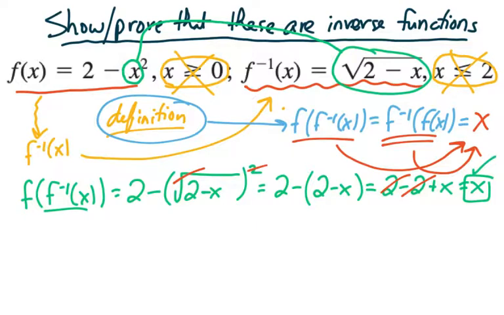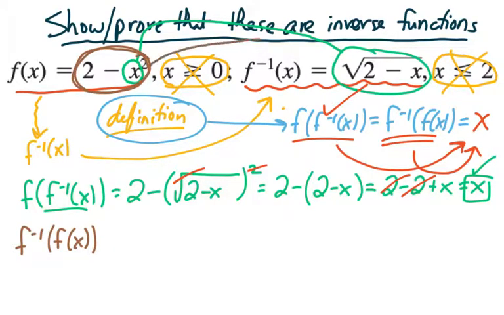But we're not done. First one, check. Second one still needs to be done. So let's do the other direction where we have to plug the original back into the inverse. This is f inverse of f of x. Okay, this is the correct way to show that. All right, now I'm going to plug my original function into the inverse. And it's going to go in right where the x is right there, buddy. Let's see what this looks like.